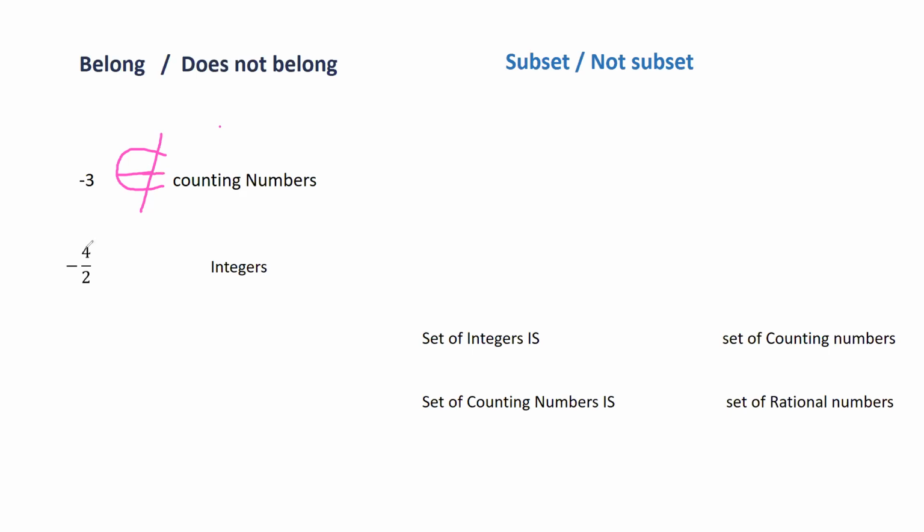What about -4/2? Again, this is only one element, only one number. So we are not going to choose from subset or not subset. We are going to choose from belong and doesn't belong. Is this an integer? Integers means positive numbers or zero or negative numbers, but without being a fraction or decimal.